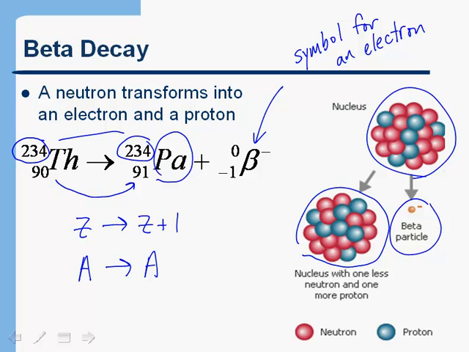So just to summarize that, when we have beta decay, a neutron changes into a proton and an electron. The electron is shot out, that's the radiation that's given off, and the remaining nucleus is now different than it was before.